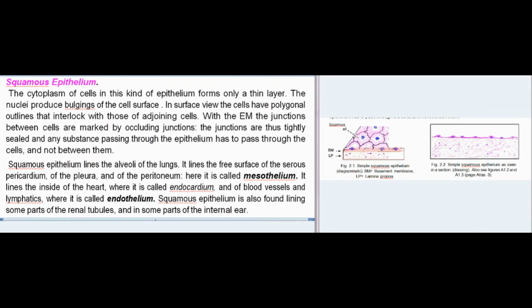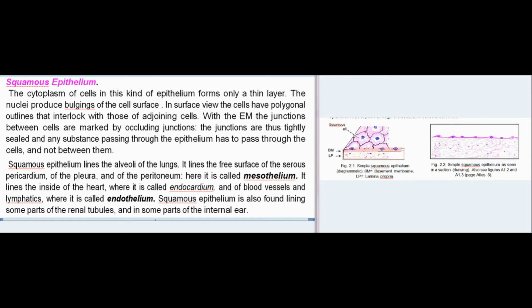Squamous epithelium. The cytoplasm of cells in this kind of epithelium forms only a thin layer. The nuclei produce bulgings of the cell surface. In surface view the cells have polygonal outlines that interlock with those of adjoining cells. The junctions between cells are marked by occluding junctions. The junctions are thus tightly sealed, and any substance passing through the epithelium has to pass through the cells, and not between them.